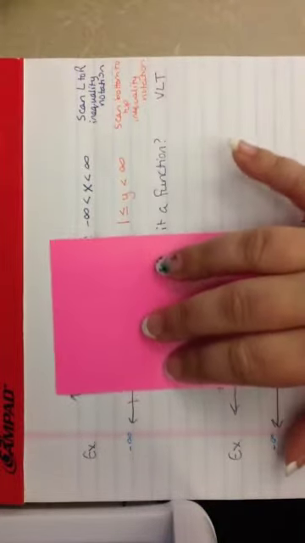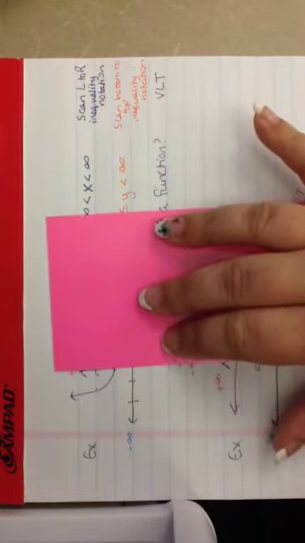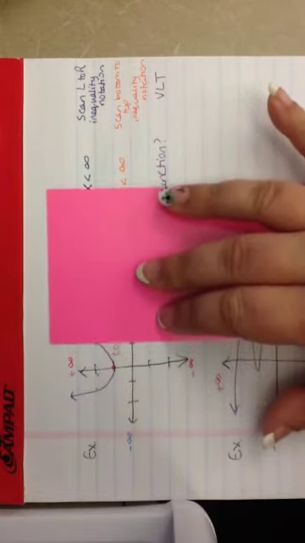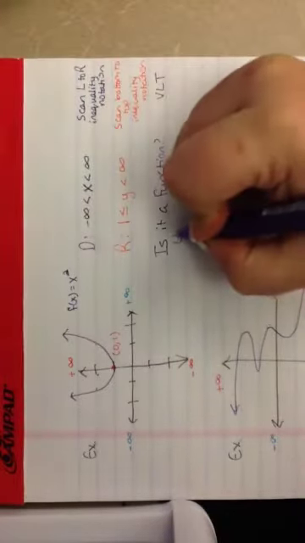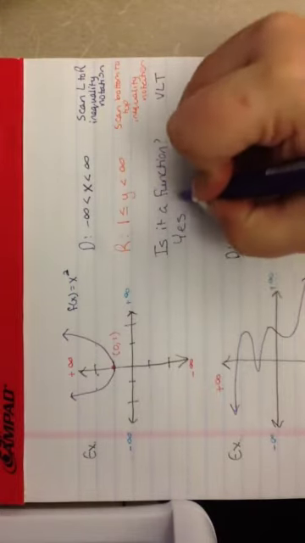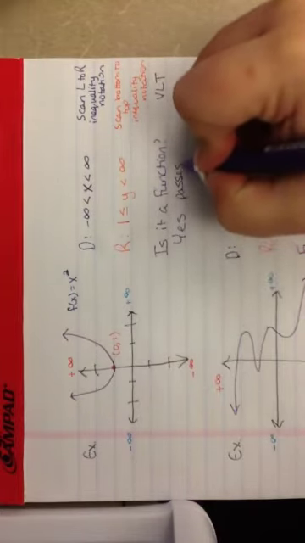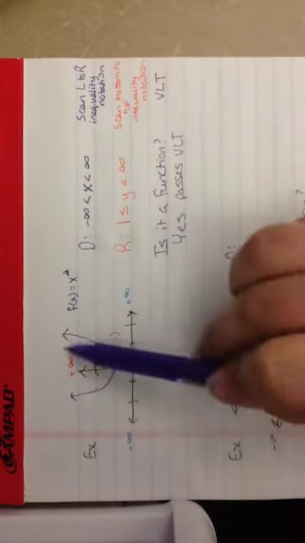Now, to tell if it's a function on graphs, we use the vertical line test. If I can take a vertical line, let's use this pink thing, and touch my graph in more than one spot ever, then it's not a function. But since I couldn't, yes, this is a function. Is it a function? Yes, because it passes the vertical line test, which means that none of my x's got used more than once.